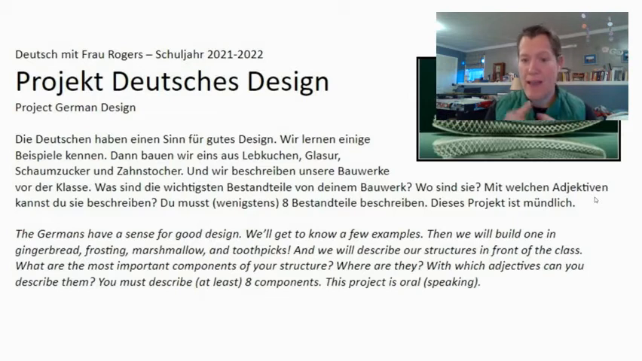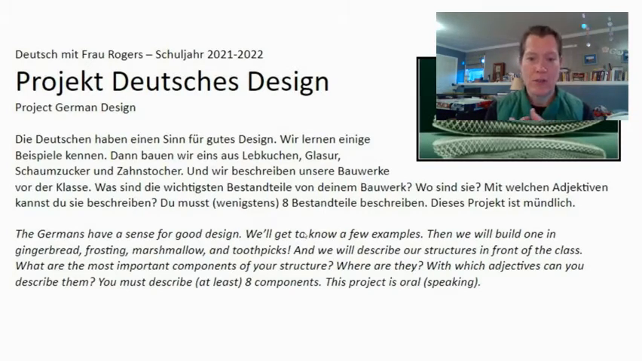Up until now you've hopefully selected a design or something that you are going to have a look at and describe, right? And you know that you need 8 components of this thing. Okay, du musst wenigstens 8 Bestandteile beschreiben, 8 components. So you're describing 8 things about it.